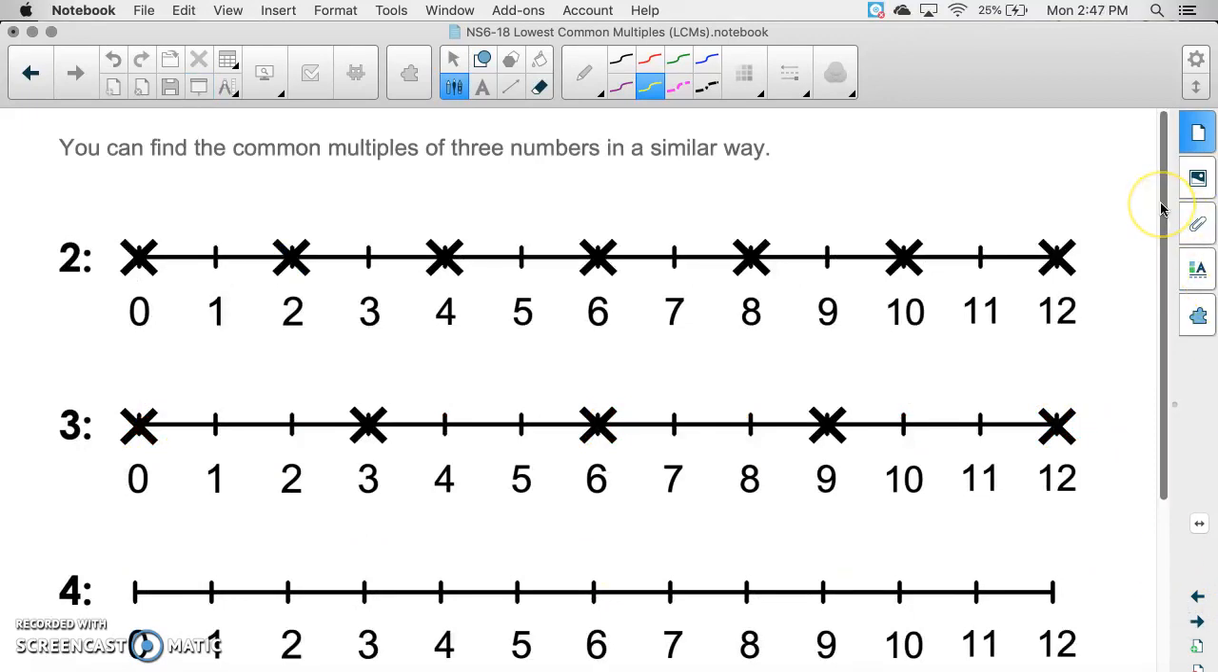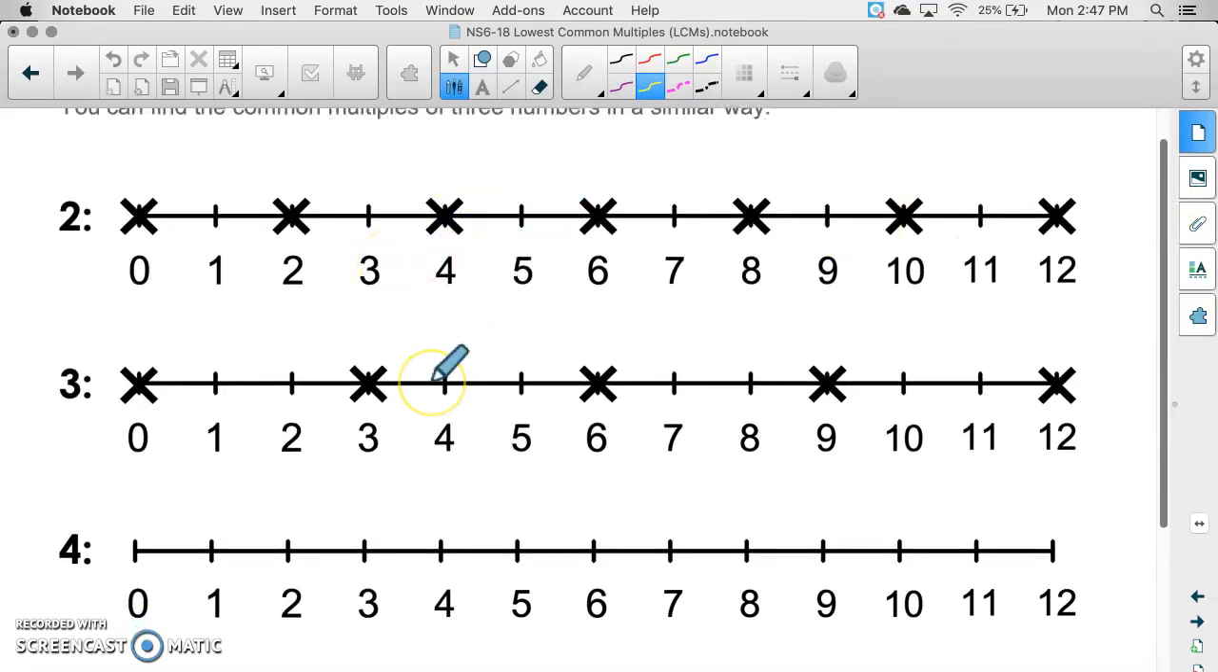You can also find the multiples of three numbers in a similar way. So we have 2 and 3 here that we just did on the other slide. Now we're adding in multiples of 4. So let's skip count by 4s and put x's on. So 0, 4, 8, 12.